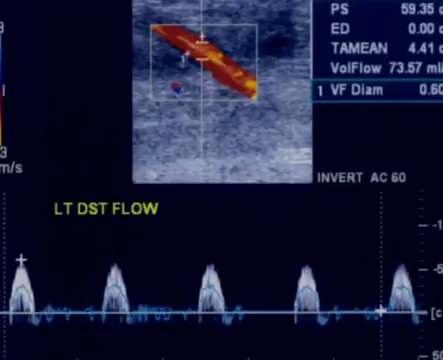Scanning out through the distal anastomosis, oftentimes we may see a little bit of a step up across the anastomosis, but this should be relatively minor. And in this case, it only increased to 61 centimeters per second.